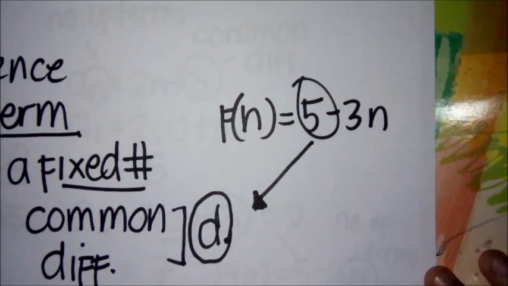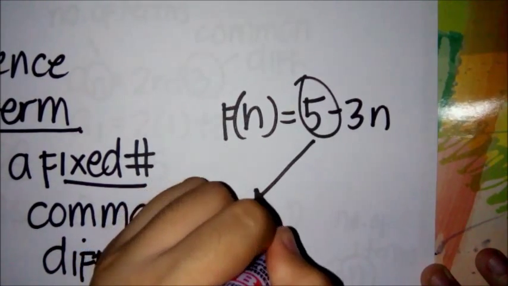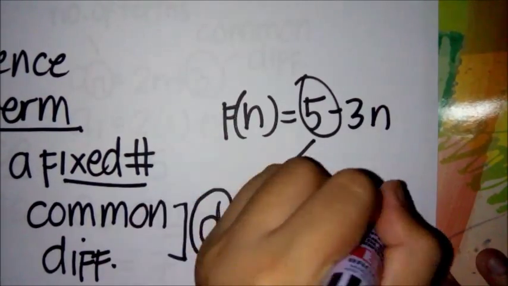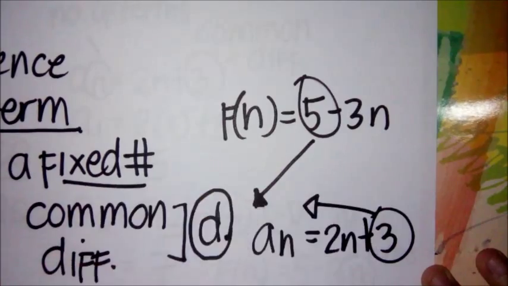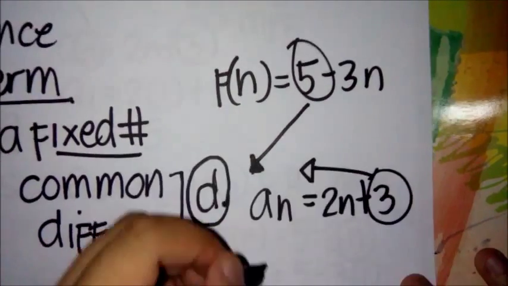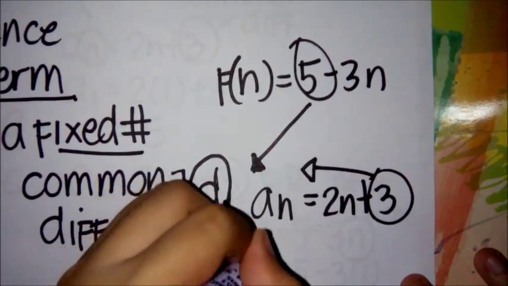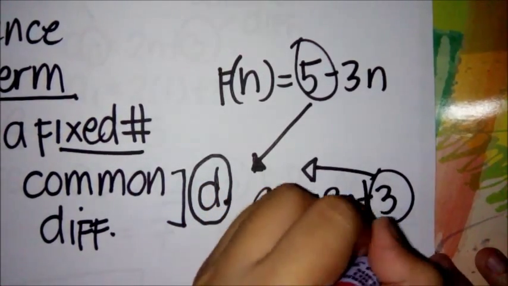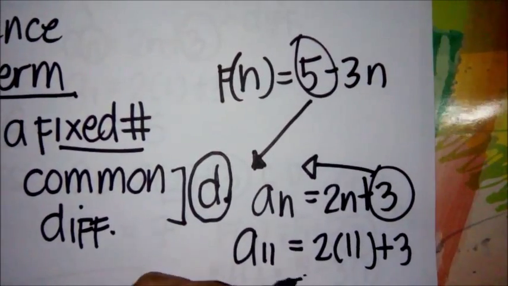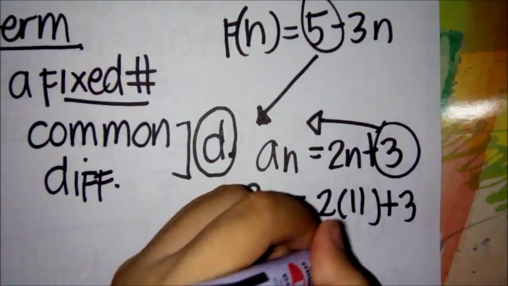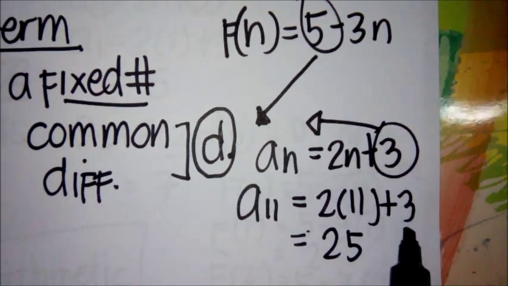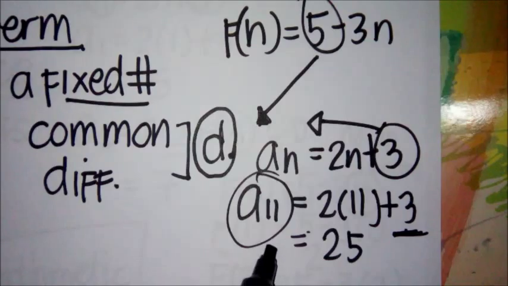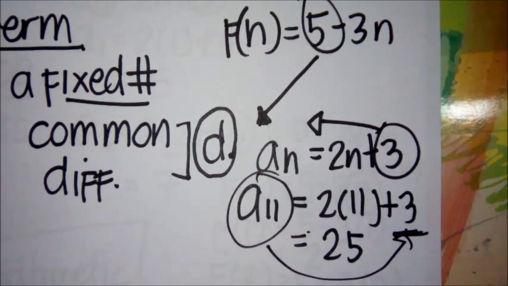Like the other example, a sub n is equal to 2n plus 3. Now, the 3 here is the common difference. It doesn't change even if you get a sub 11 is equal to 2 times 11 plus 3. It doesn't change. So the answer here is 25. See? The common difference doesn't change even if your number of terms changes.